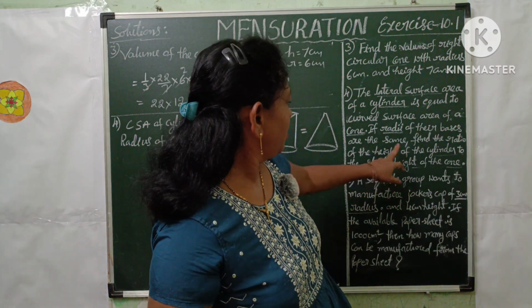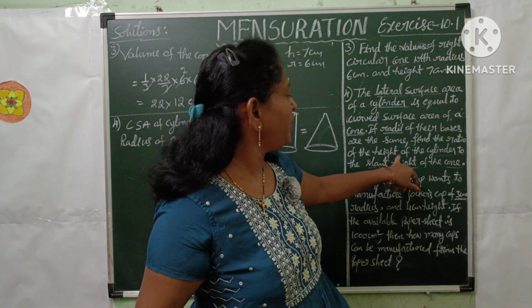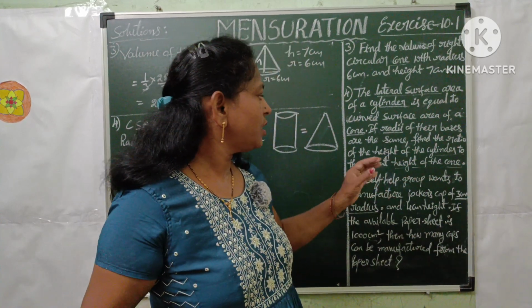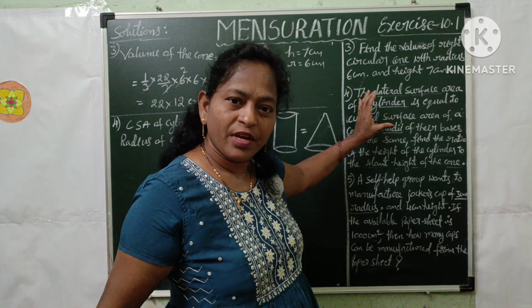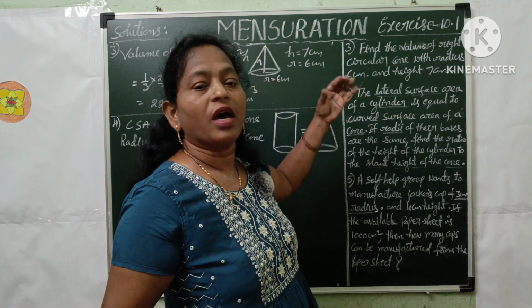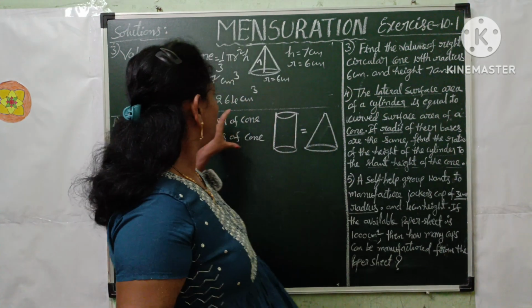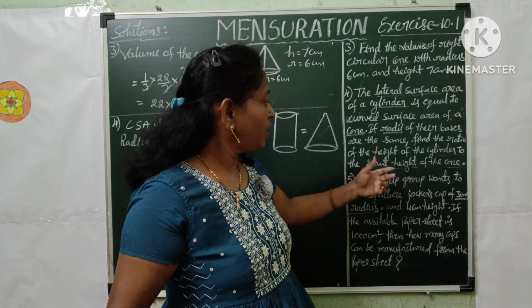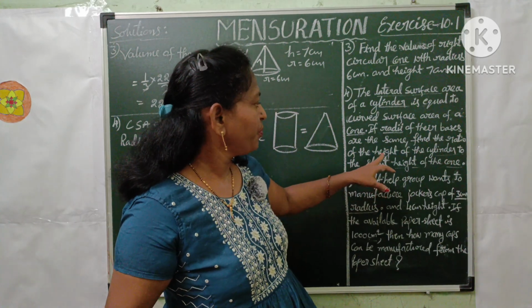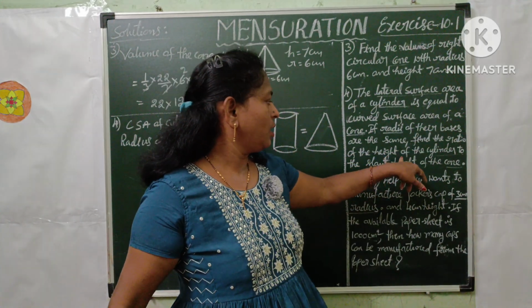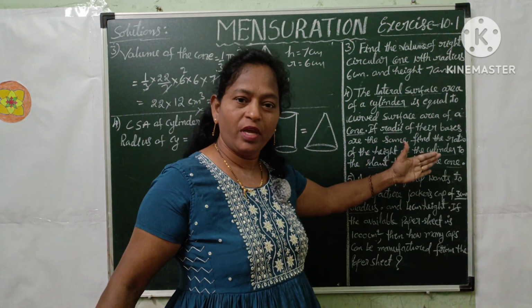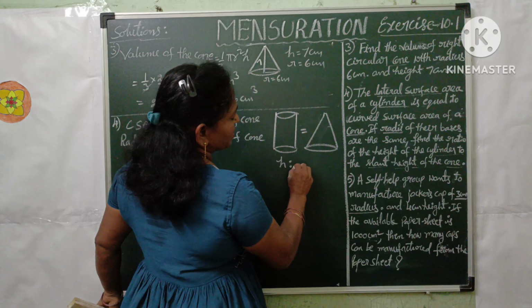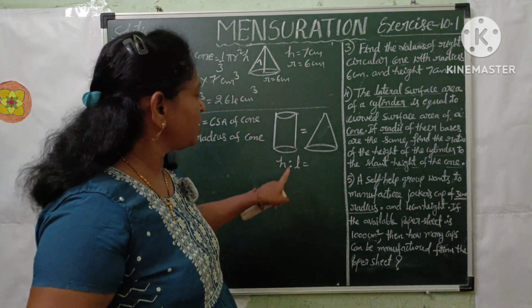Radius of the cone. Find the ratio of the height of the cylinder to the slant height of the cone. Here no measures are given. What they said is that the lateral surface area of the cylinder is equal to the curved surface area of the cone. Both are equal, and their radii are also equal. Then they are asking to find the ratio of the height of the cylinder to the slant height of the cone. What we need to find is the height of the cylinder to the slant height of the cone. This ratio we are finding.